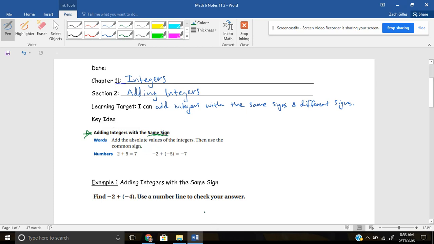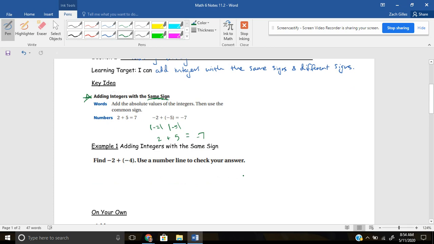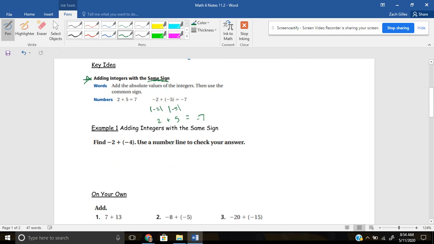Same with the negative. What is the absolute value of negative 2? The absolute value of negative 2 is 2. The absolute value of negative 5 is 5. So 2 plus 5 is 7, and then use the common sign. Their common sign was a negative, so that's how they arrived at negative 7. I'll show you a couple different methods today to do this. So let's look at the first example.